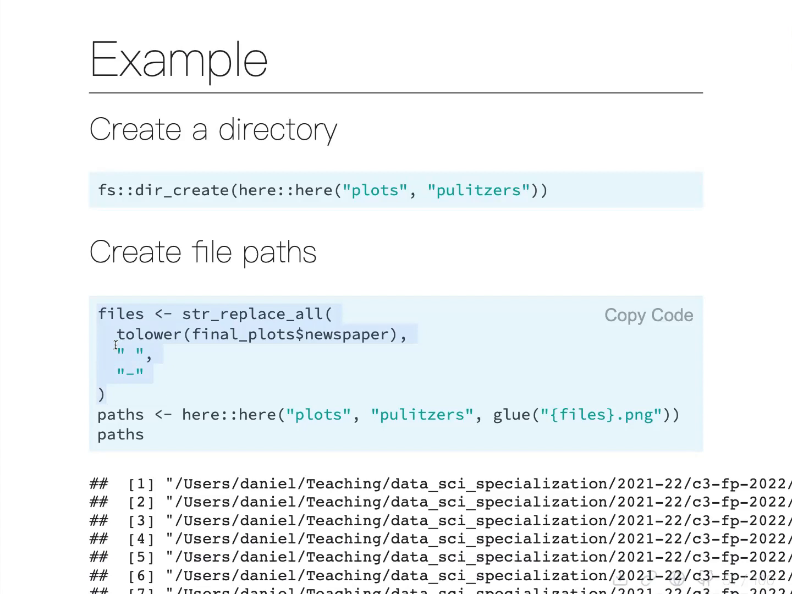Okay, so that's the files there, just the names of the newspapers in lowercase with the spaces replaced with dashes. Then to create the paths, I'm going to say plots/Pulitzers, what I created up here, and then I'm going to glue files, all of these files, with .png. Again, I'm using glue all the way throughout these slides. Could also just do paste0 files and .png. Either way is fine. And I'm saving it as a PNG. I could save it as a PDF or whatever, but in this case, that's what I'm doing. Then if I look at paths, I get all of these different paths, and each one is going to be slightly different because it's based on the newspaper that we have.